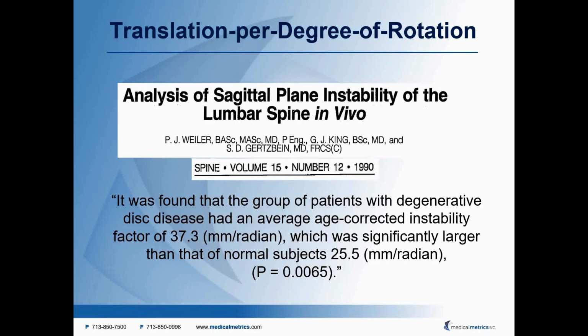One of the most promising solutions to this challenge of diagnosing spinal instability was first reported by Weiler et al. They measured, from flexion and extension radiographs, the magnitude of intervertebral translation divided by the intervertebral rotation. Dividing by rotation minimizes the influence of variability in how much effort each patient exerts when asked to flex and extend. Weiler et al. found that the translation divided by rotation was significantly greater in symptomatic patients.